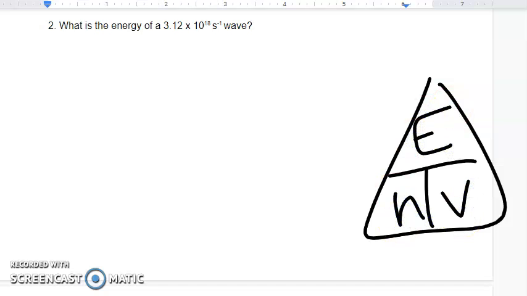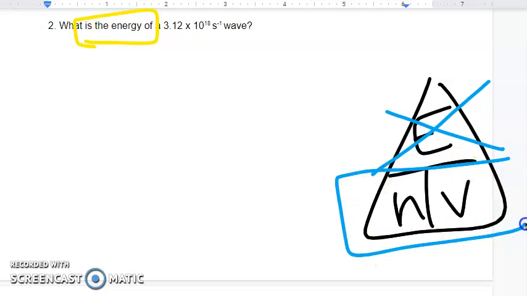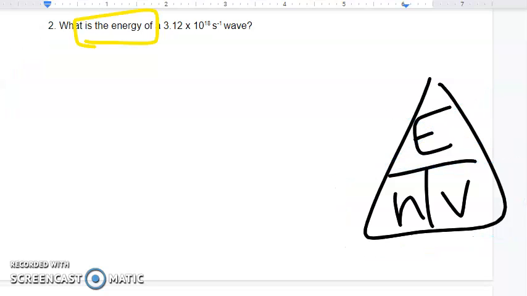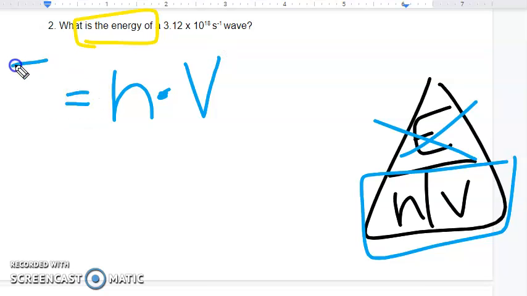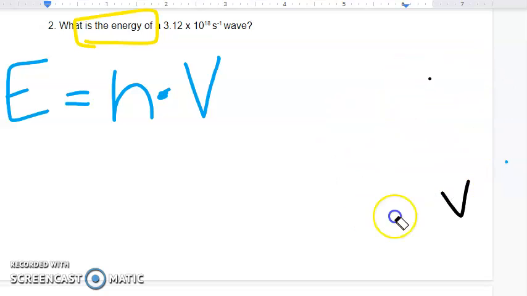Okay, so when we look at the problem we're given, it says, what is the energy? So right off the bat, I know my equation is solving for energy. So remember, if we're using a triangle, if we cross out what we're looking for, what is left is the equation. So if I cross out E, I'm left with H next to V. And so remember, in math, when they're next to each other, you multiply. Okay, so let's get rid of this little triangle because I'm going to need a lot of room. So we're going to be multiplying.